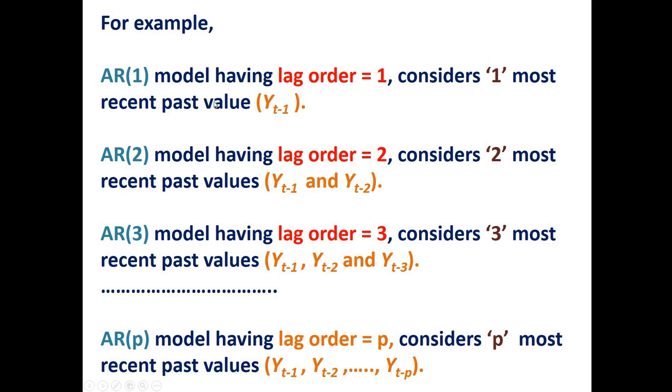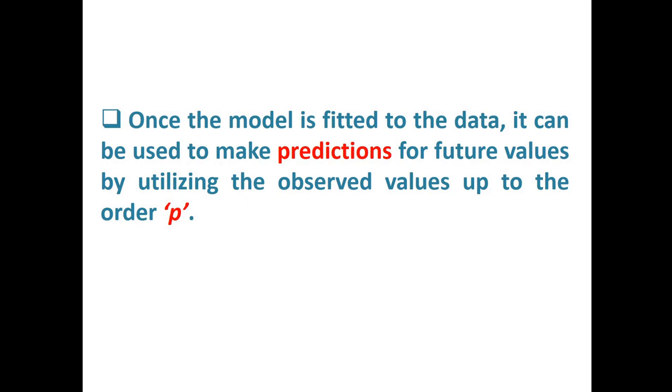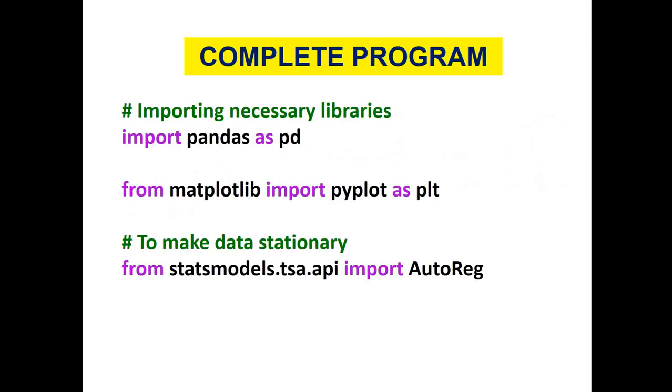Now, AR(1), of lag order 1, considers one most significant value, AR(2) two such values, three such past values, and like that. Now, once a model is fitted to the data, it can be used to make predictions for the future values by utilizing the observed values up to the order p. So now, in order to test this program, you have to use two libraries, pandas and matplotlib, and these two libraries will be used in all my future videos also. This is to plot actually.